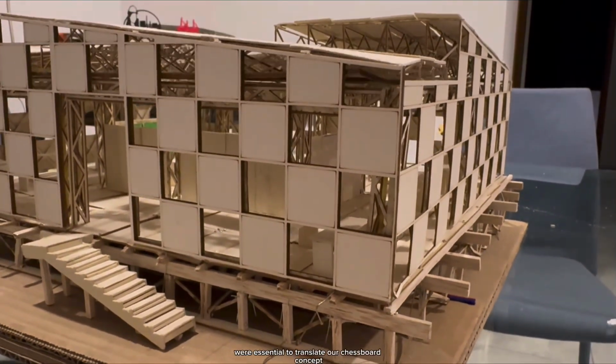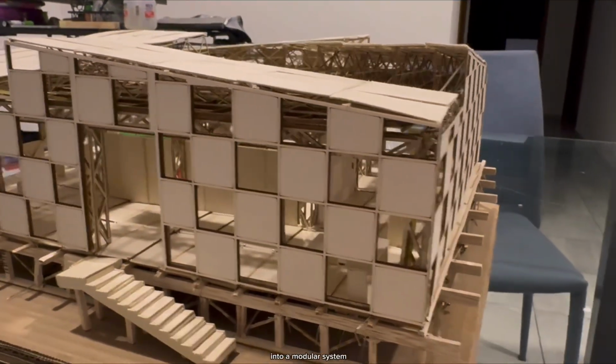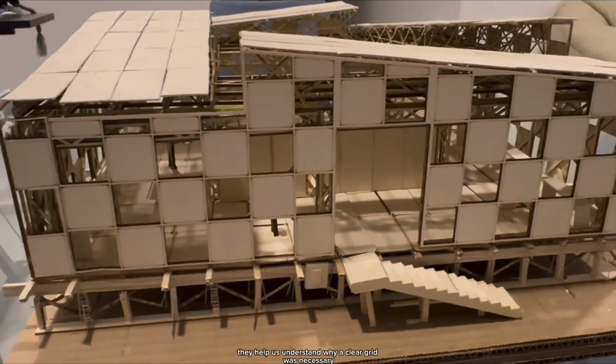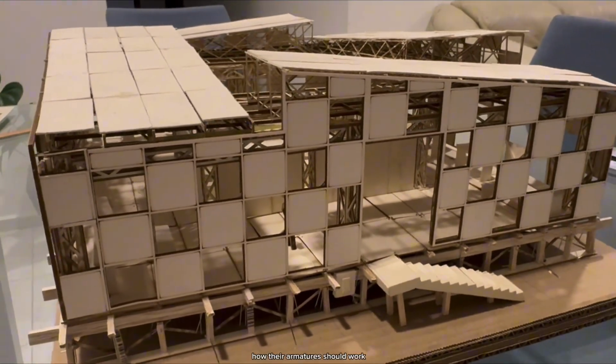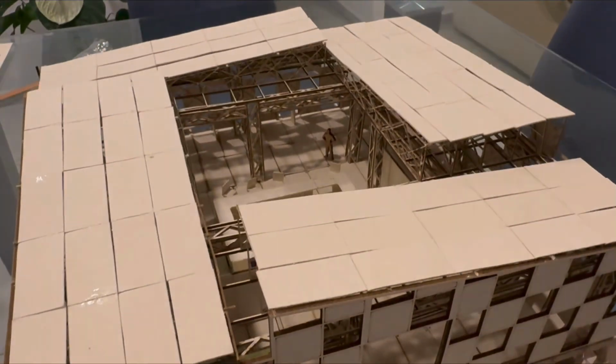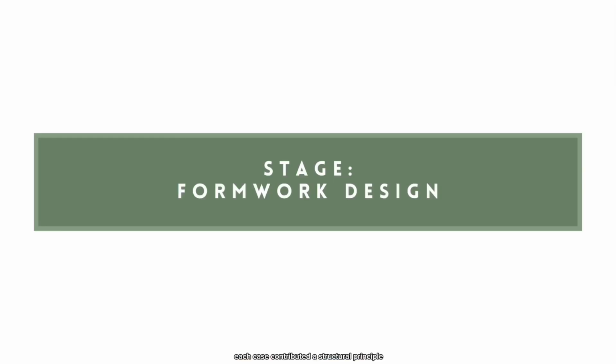These references were essential to translate our chessboard concept into a modular system. They helped us understand why a clear grid was necessary, how the armatures should work, and how stability is achieved through bracing. Each case contributed a structural principle that we applied to our project.